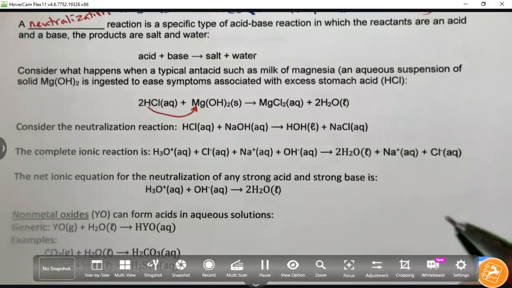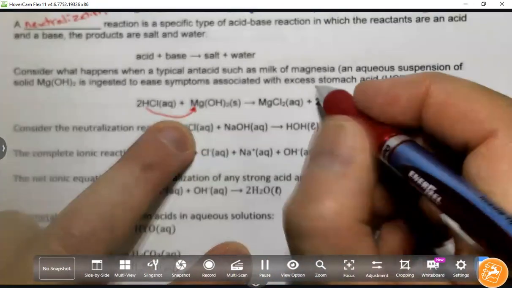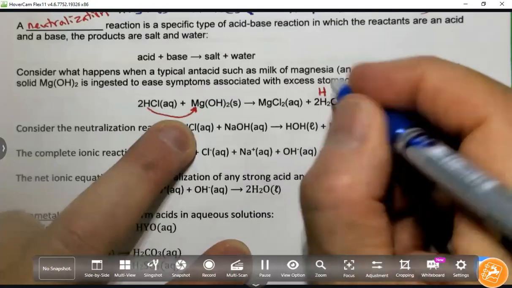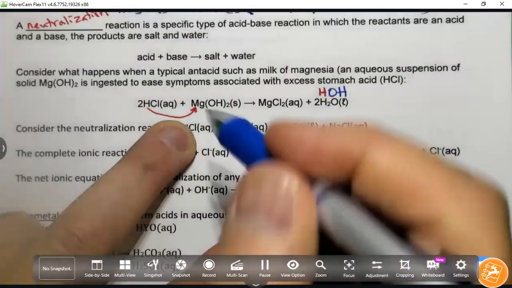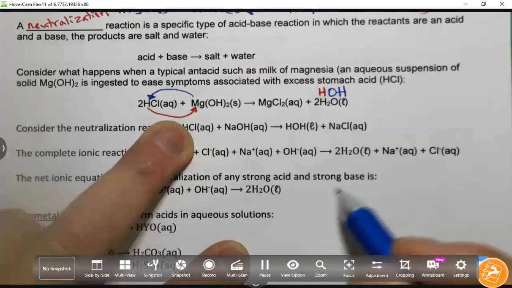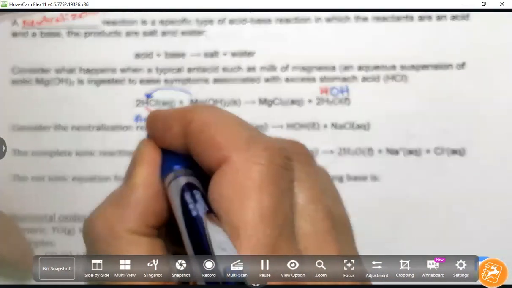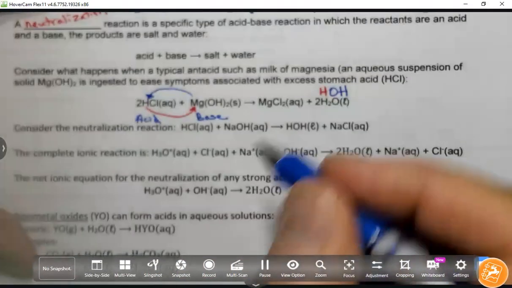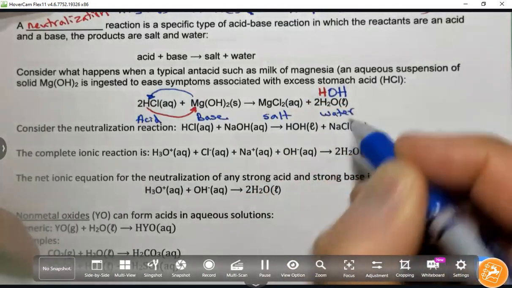So if we do this as double replacement, hydrogen takes the place of the positive magnesium, and we would get HOH. And magnesium takes the place of hydrogen. Still double replacement. This is an acid plus a base. What do we get? A salt and water.